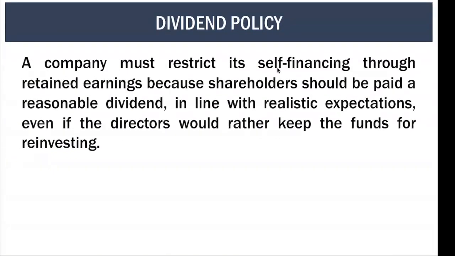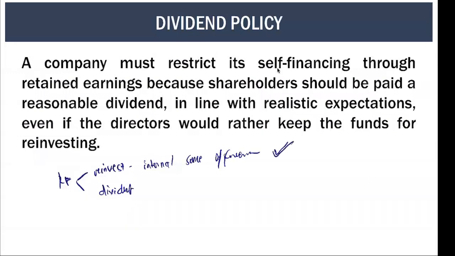A company must restrict its self-financing through retained earnings because shareholders should be paid a reasonable dividend in line with realistic expectations, even if the directors would rather keep the funds for reinvesting. As we said a while back, your retained earnings can be used for reinvestment as an internal source of finance, or as a payment for dividend. If I am the owner, of course, I would rather use it as an internal source of finance because we do not need any external funding anymore.